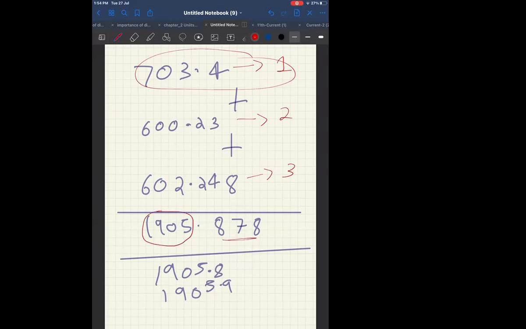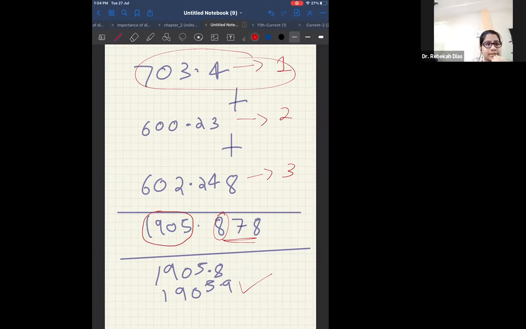Now here I can have only one number. Now 8 is greater than 5. Therefore, 1905.9 would be the right answer, because 878, if I want to round it off to 1, it is 9. Because 878 is closer to 900 than 800. So tell me how many of you got this answer correct?